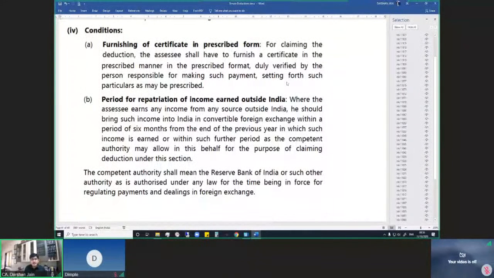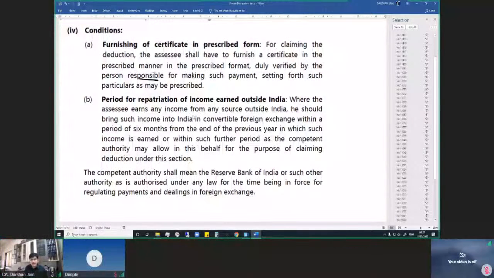Then, for claiming the deduction, the assessee shall have to furnish a certificate in the prescribed manner, duly verified from the person responsible for making payment of such royalty. So you will have to take a certificate from the publication house that they have indeed paid royalty to the author of the book. The book would be either a literary work or a scientific work. Only then could you claim deduction under QQB.